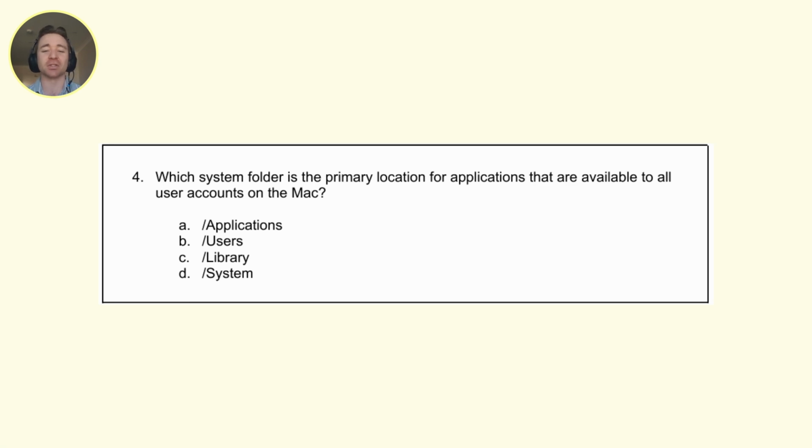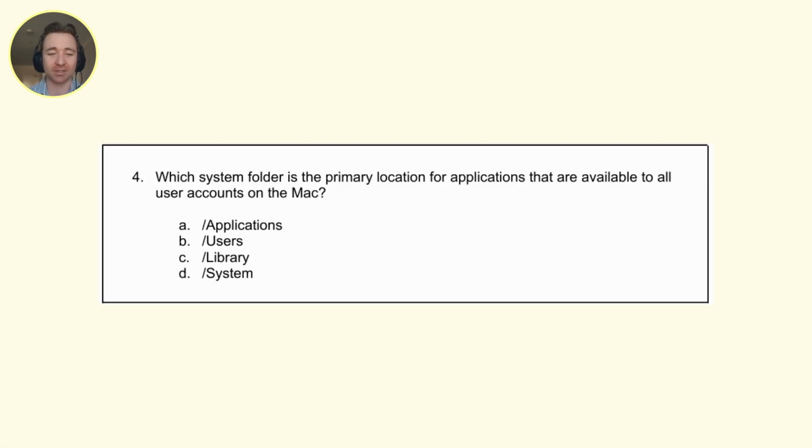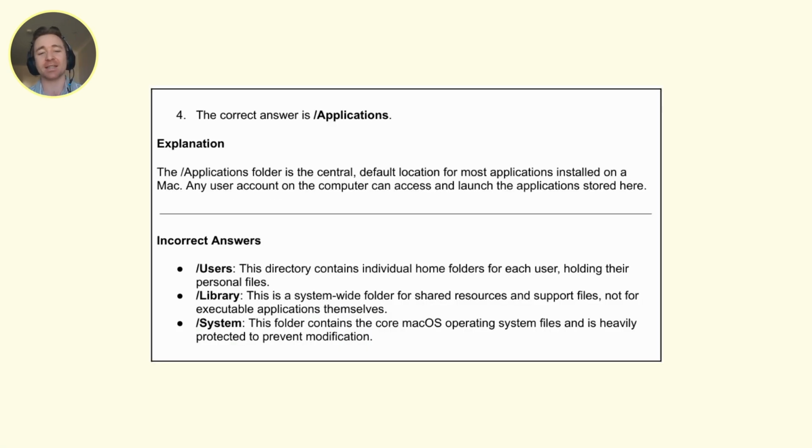The primary location for applications that are available to all users is applications, which was A. So the correct answer is A, applications, all right? That is the correct answer there, A, applications. Because if they're available to all users, it's not user specific. So it's going to be in applications.